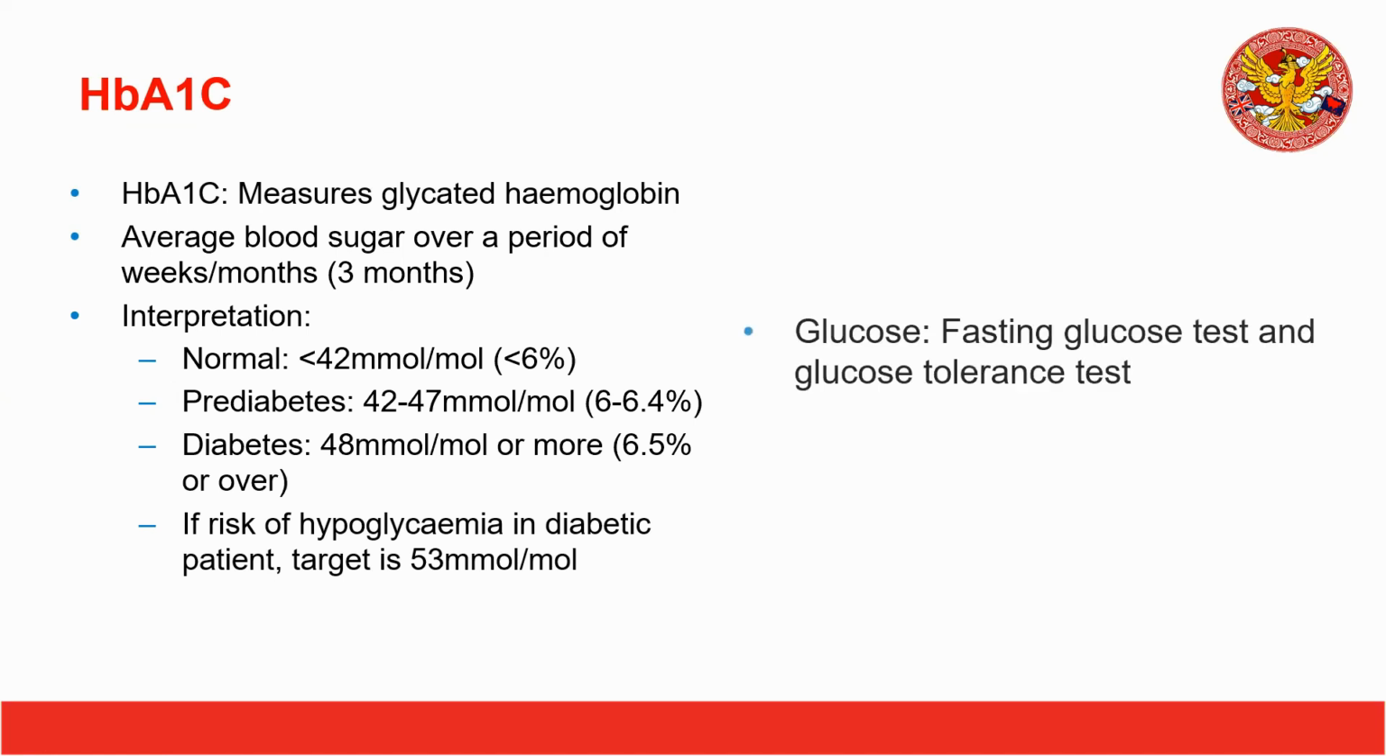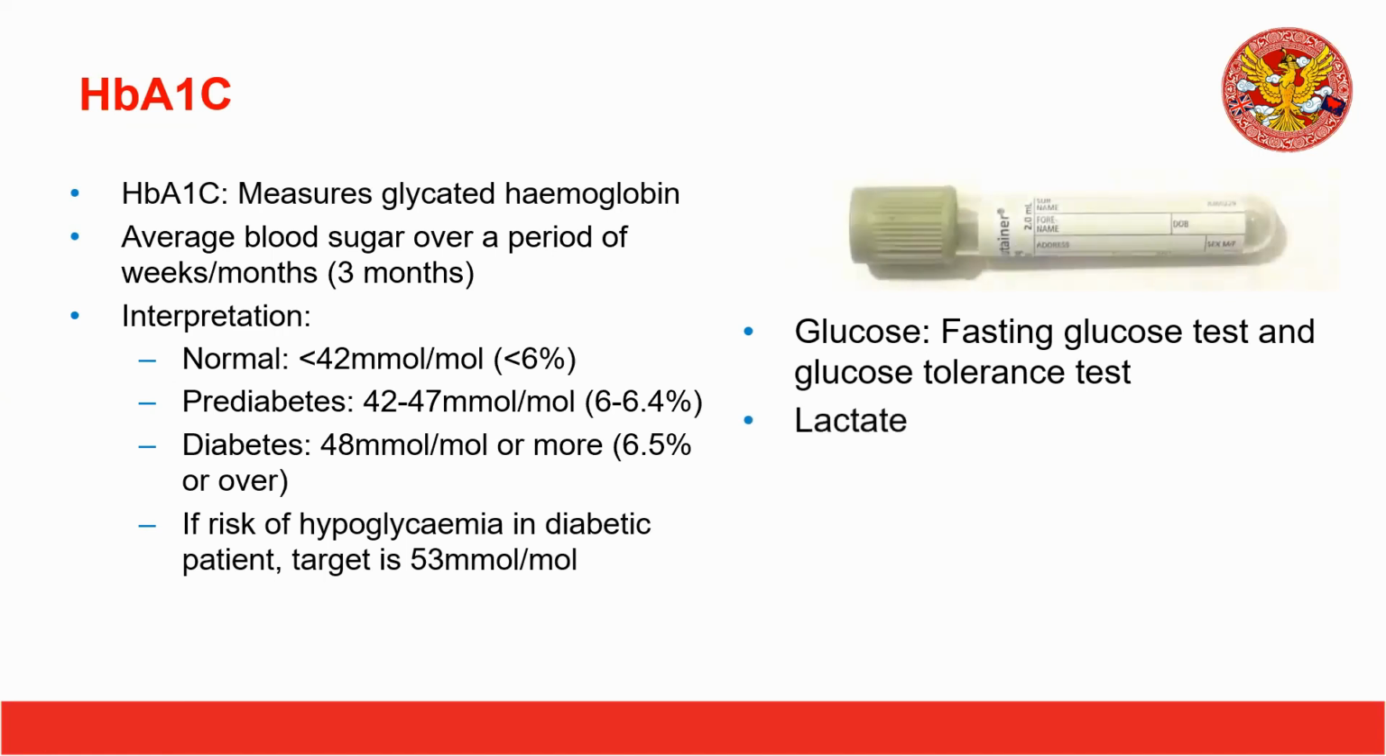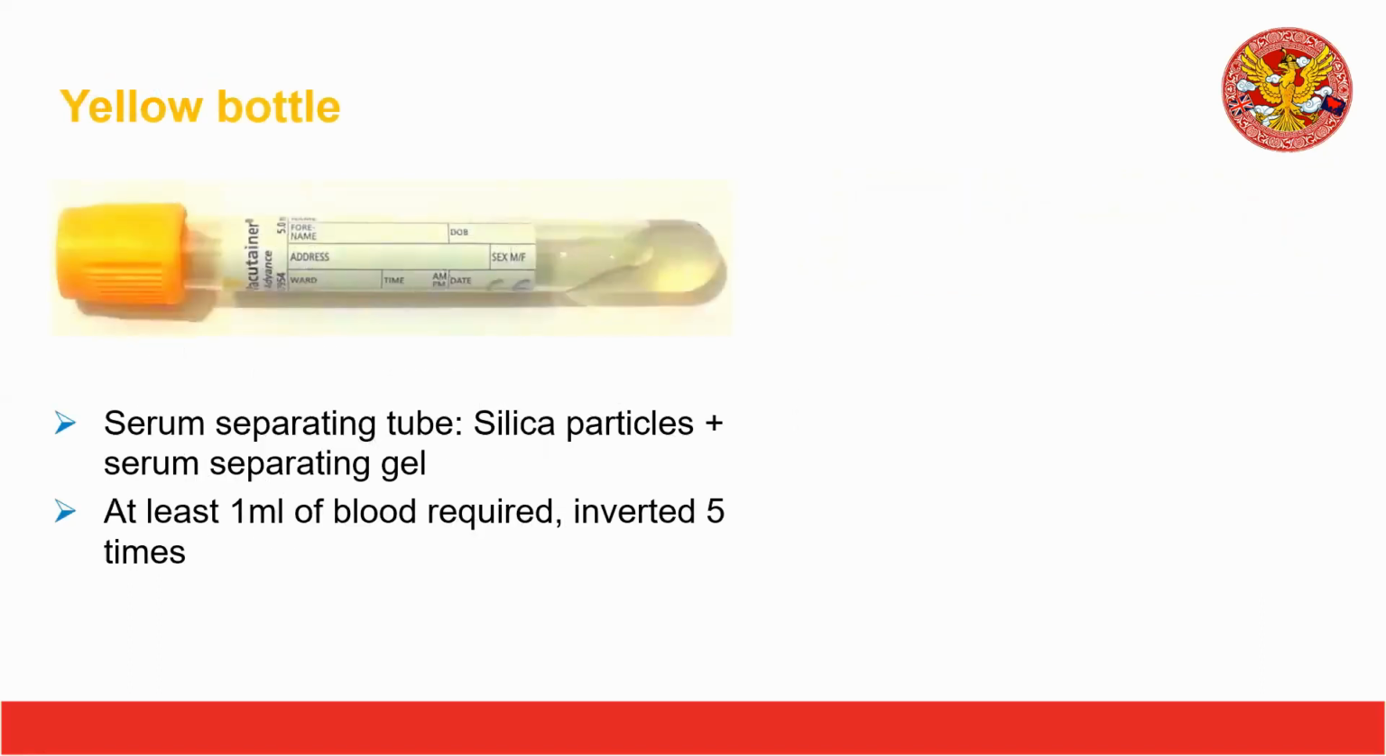I just included here as well that, although it's not part of the purple blood bottle, you might also do it together. So you might also check your glucose and lactate levels, which comes as part of the gray bottle. And this is where you check for your fasting glucose and your glucose tolerance test. Okay, so we've finished with the purple blood bottle.